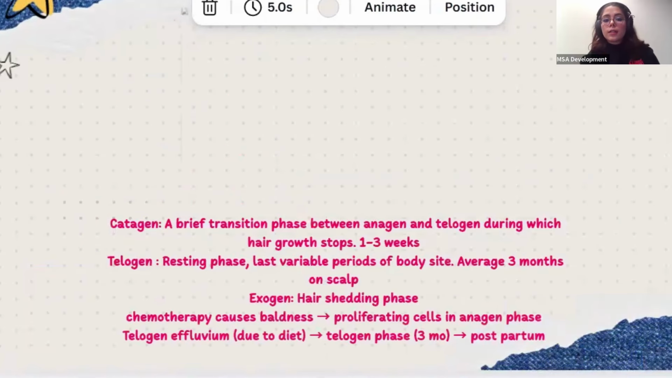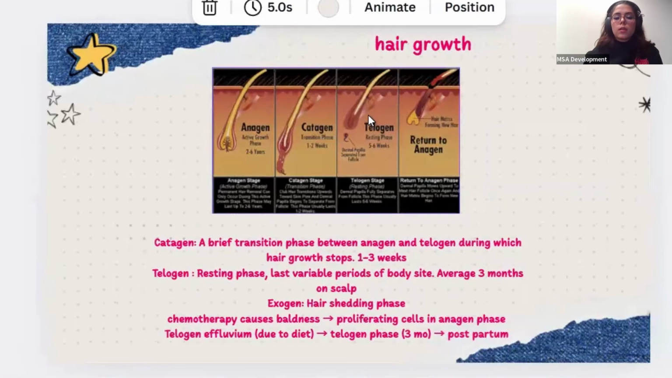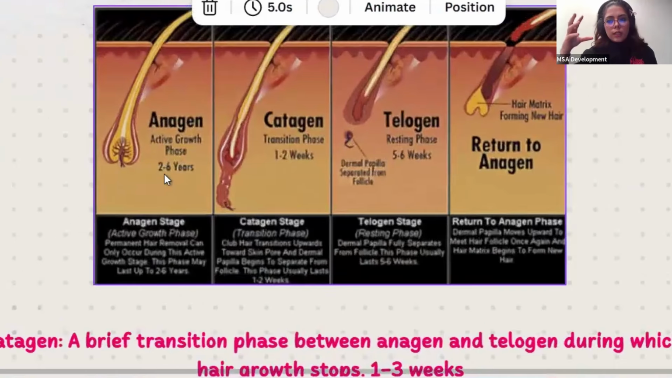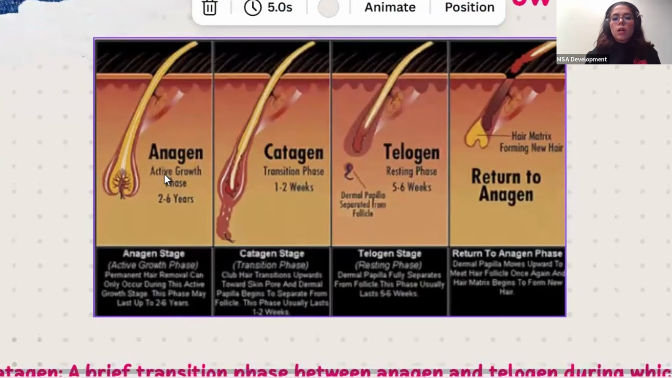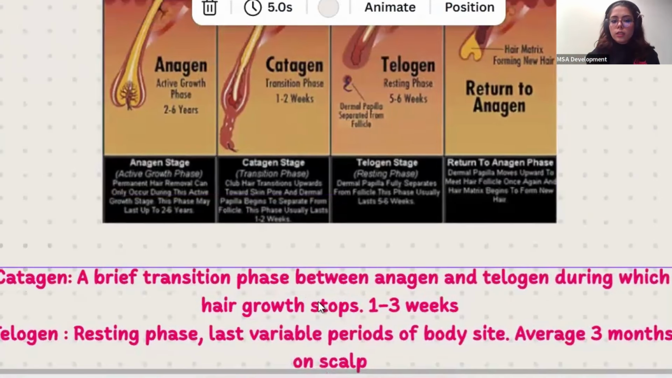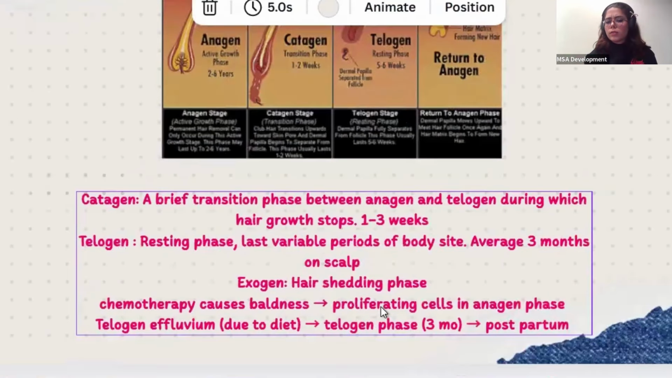Okay. Now, the hair growth cycle is really important. You have anagen, which is the active growth phase, when your hair is actually growing, for 2 to 6 years. You have catagen, which is a transition phase, where hair growth stops. Telogen is a resting phase, with variable periods by body site. The average is 3 months. Exogen is when your hair starts shedding.